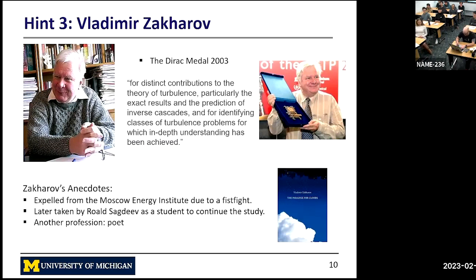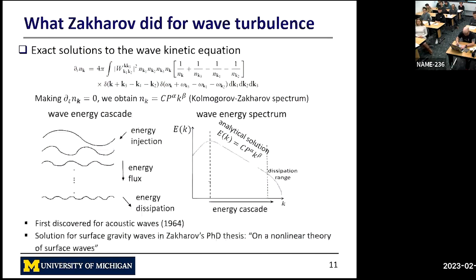Okay, so what did Zakharov do? Basically, Zakharov took the kinetic equation derived by Hasselmann, and Zakharov said that there is an exact solution to this kinetic equation. What I mean by exact solution is that if I make my left-hand side term equal to 0, meaning that I assume a stationary spectrum that does not evolve in time, then I solve the equation with the right-hand side being equal to 0, and then I can find the exact solution for my wave spectrum nk.